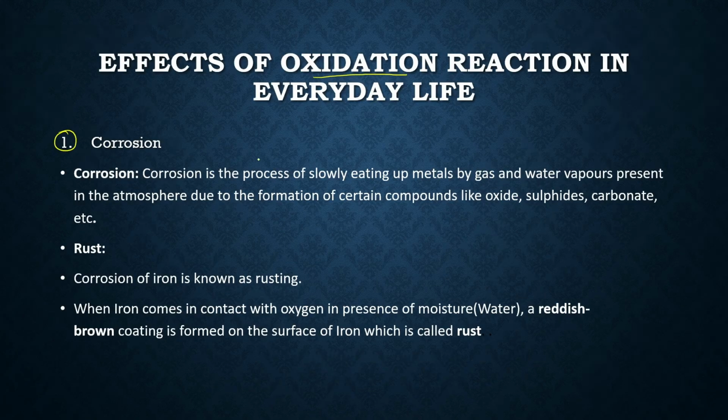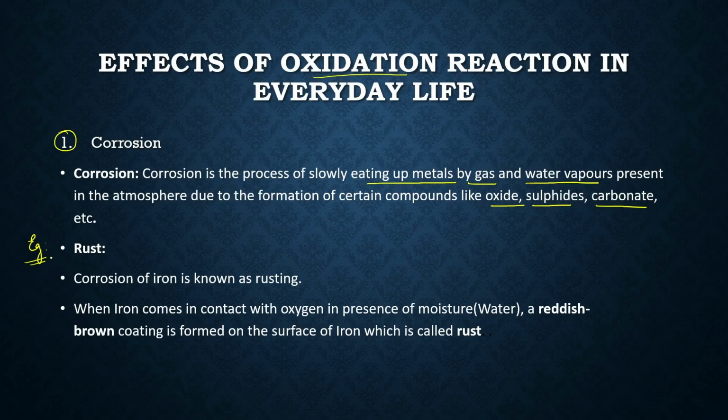So what is corrosion? Corrosion is a process of slowly eating up of metals by the gas and water vapors which is present in the atmosphere due to the formation of oxides, sulfides and carbonates. So the metals are getting corroded. The reason is its exposure to the open atmosphere and the water vapors, that is the moisture. The example for this is rusting.